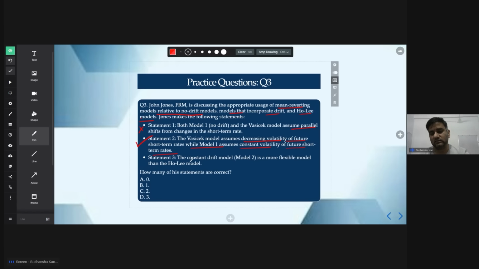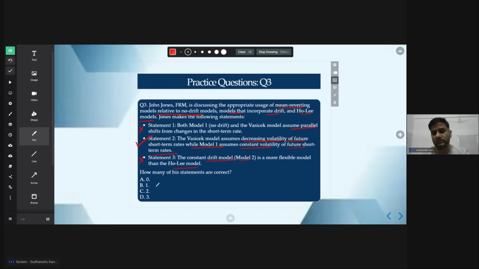Third is the constant drift model, model two, is a more flexible model than the Ho-Lee model. No, right? Model two is not flexible. The Ho-Lee model is more flexible. The Ho-Lee model is more general because you are incorporating time-dependent volatility, time varying volatility, it drifts over time. Lambda t dt we have, so this is wrong, right?